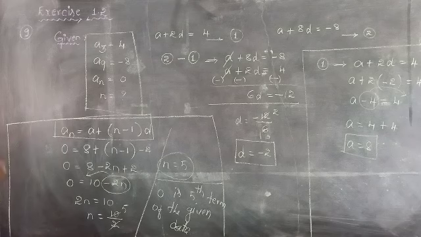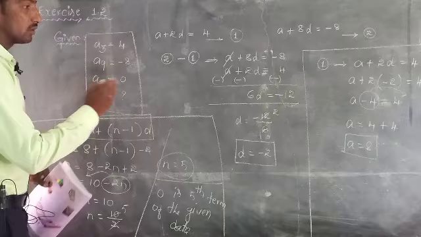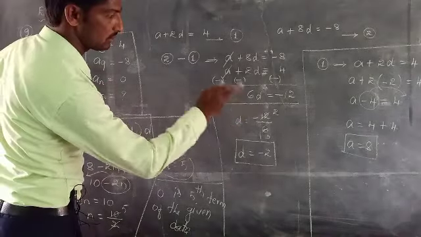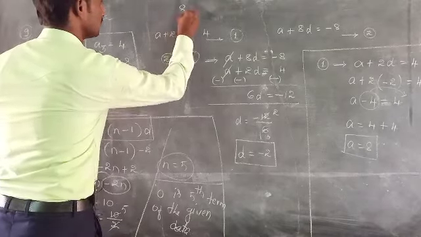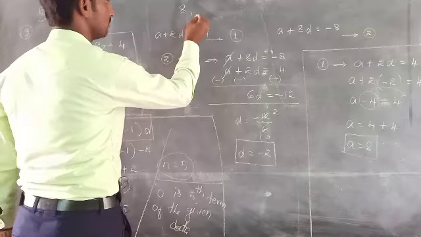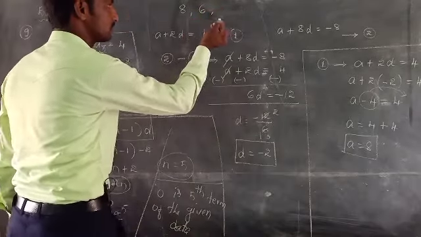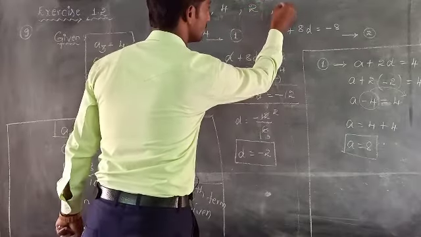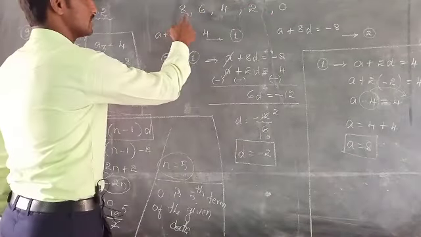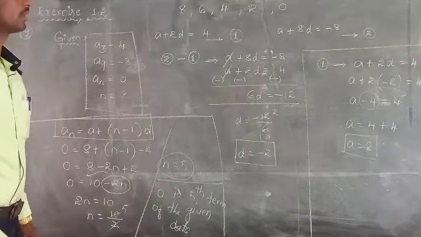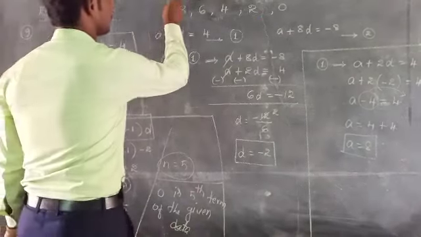the fifth term is 0. Or we can verify whether our answer is right or wrong. What is the first term? It is 8. What is the common difference? It is minus 2. Minus 2 means 6. Again minus 2 means 4. Again minus 2 means 2. Again minus 2 means 0. You can observe that the first, second, third, fourth, fifth term is 0. So this is for your verification purpose.